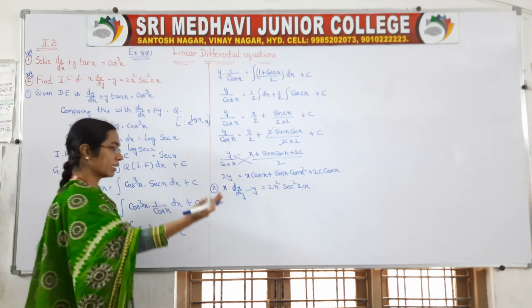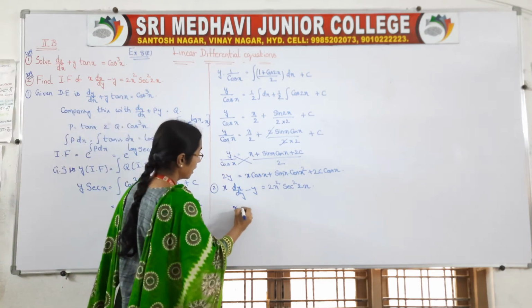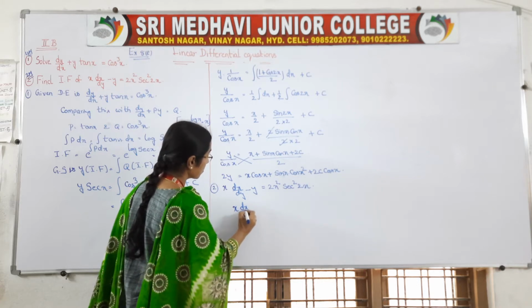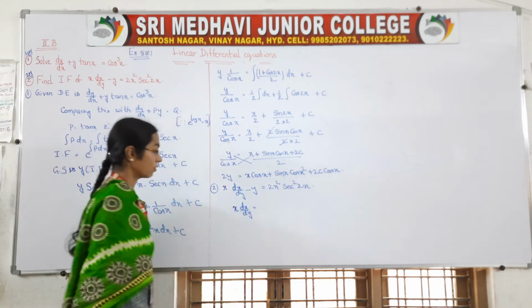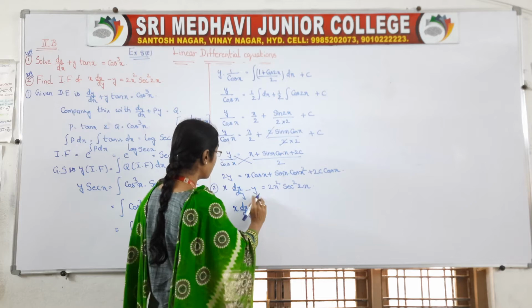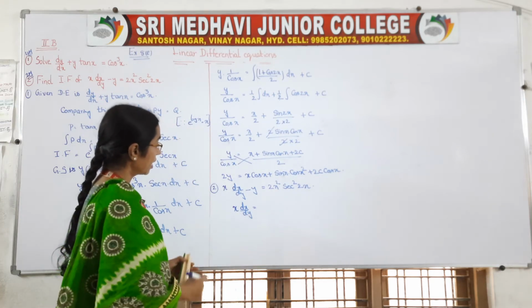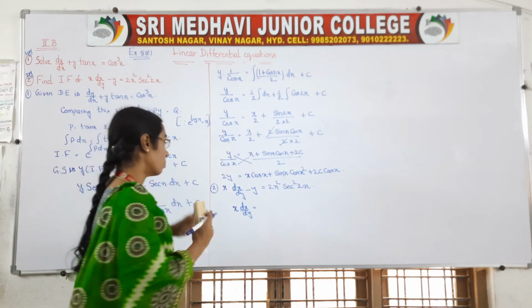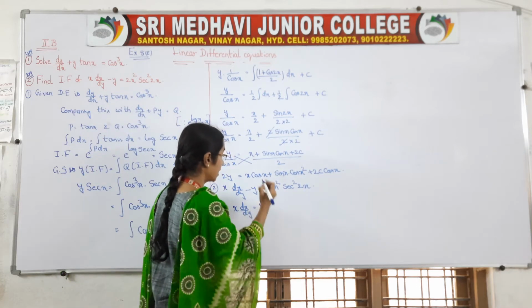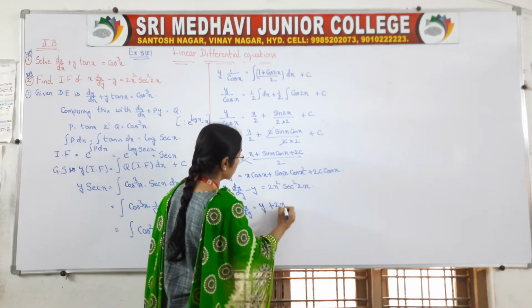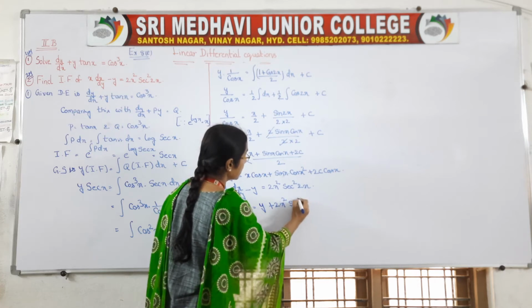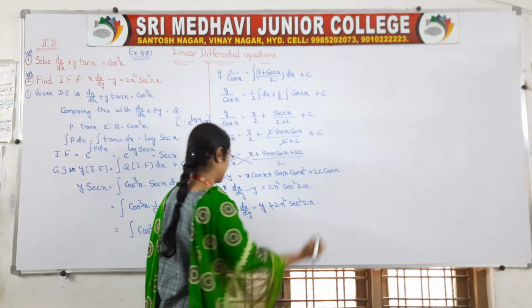So send y that side. So it is x into dx by dy is equal to, what happens? You will send this value that side, so it will be positive: y plus 2x square into secant square 2x.